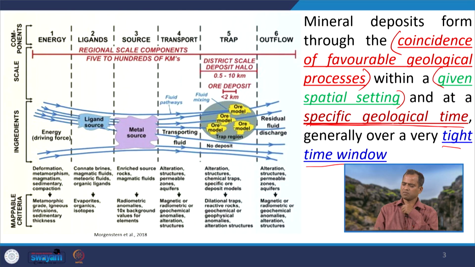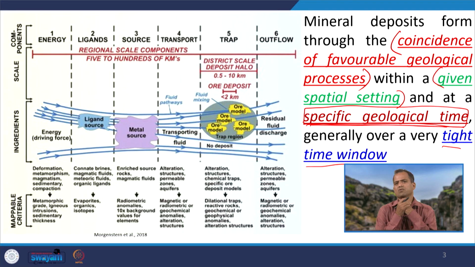Similarly, in a subduction setting, you cannot say the whole earth is affected by subduction. A particular subduction zone affects a particular region. So, that is the spatial tectonic setting. Then, in a specific geological time. That means we do not get minerals at every geological time.